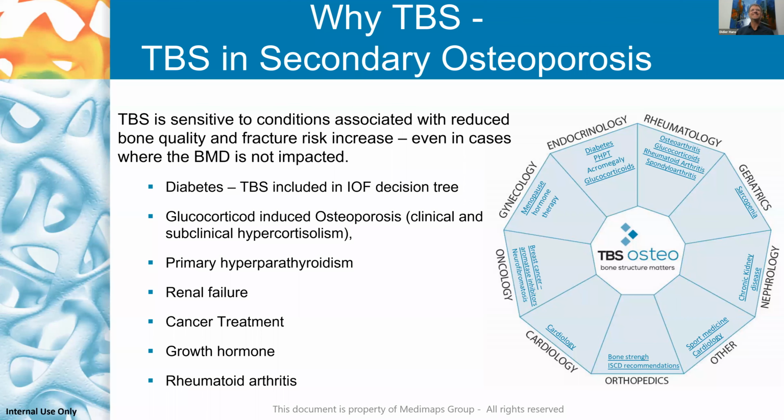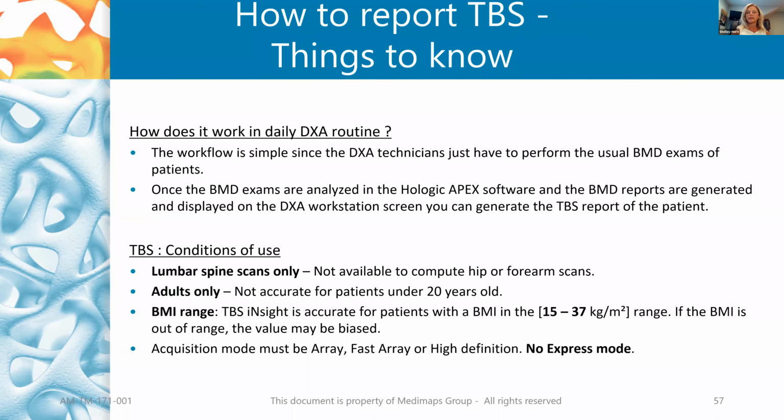And this just highlights what Professor Hans was saying in the sense of secondary osteoporosis. I had them all labeled here and the different ones to be able to refer to again later, but these are the areas where we have the biggest impact in combining BMD and TBS. Next slide.